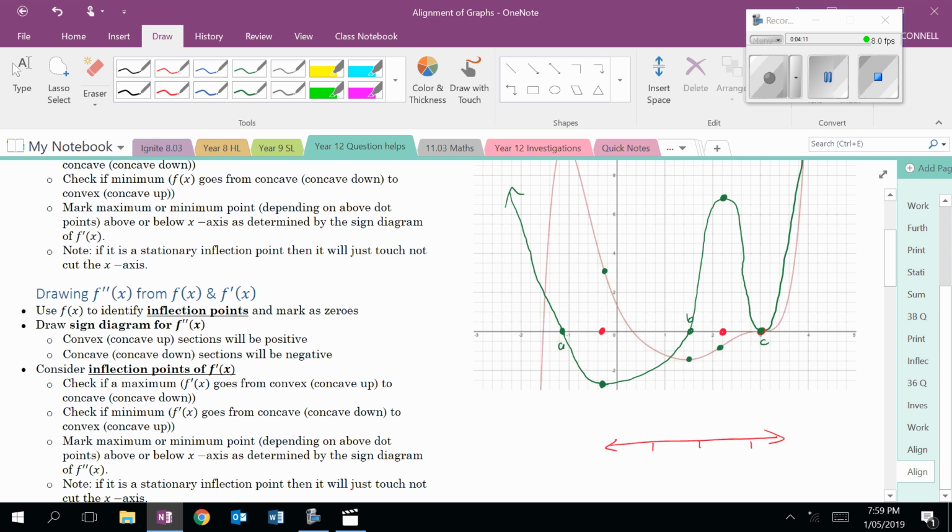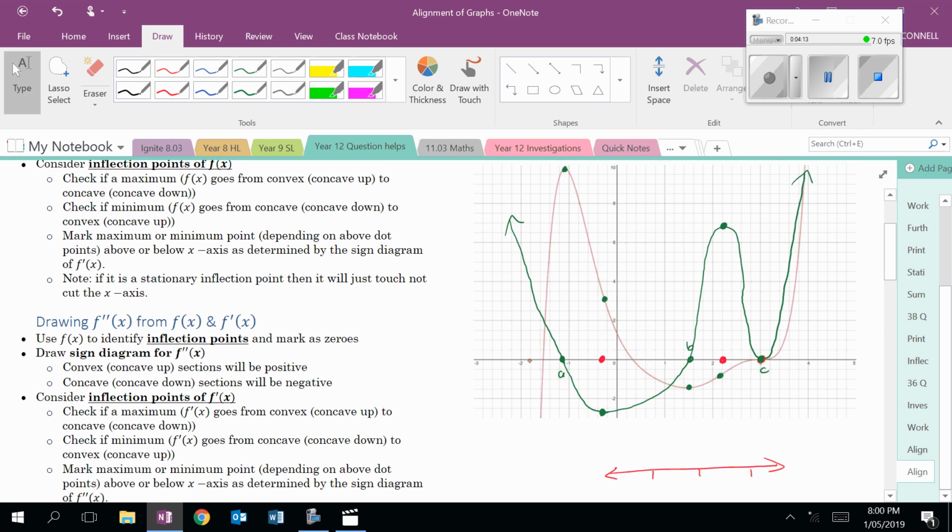So we're going to use our curve on f of x. So here we've got a concave curve, so we're negative. Then from this point here to this point here, it'll be a convex curve, so it'll be positive. Then from here to there, it'll be another concave curve, so it'll be negative. And then after that, it'll be a convex curve, so it'll be positive. And so that's our sign diagram of f double dash of x.